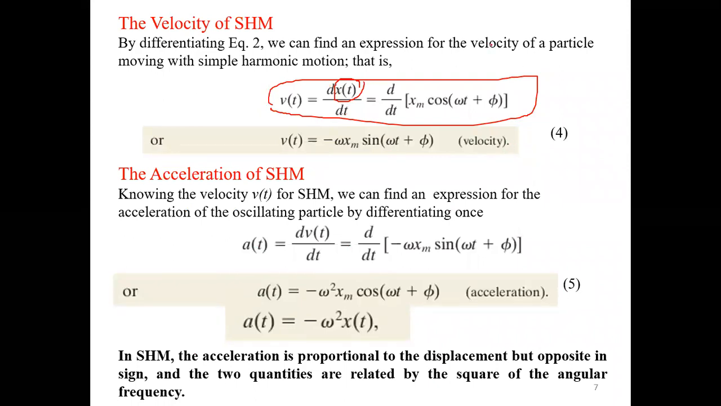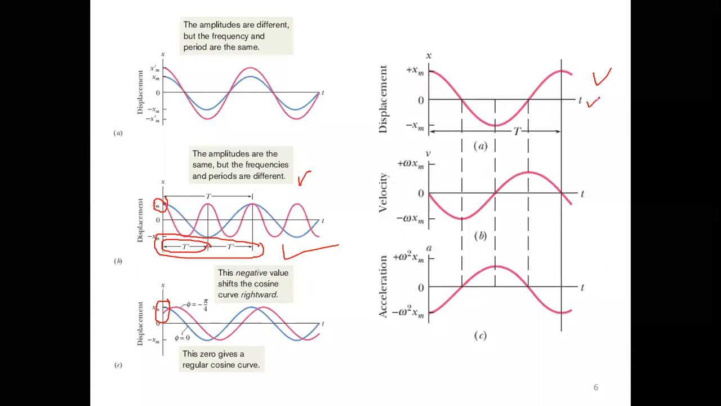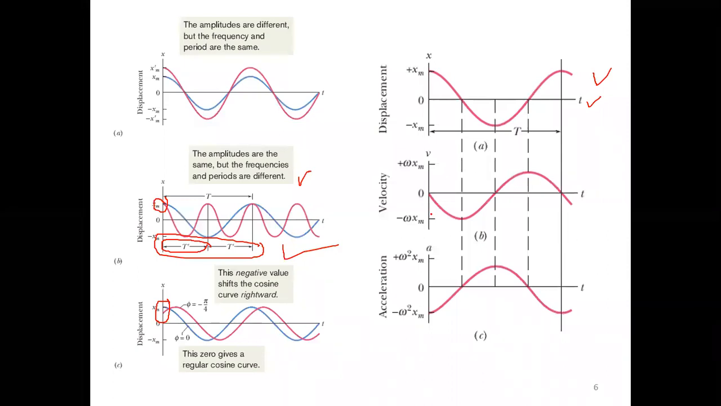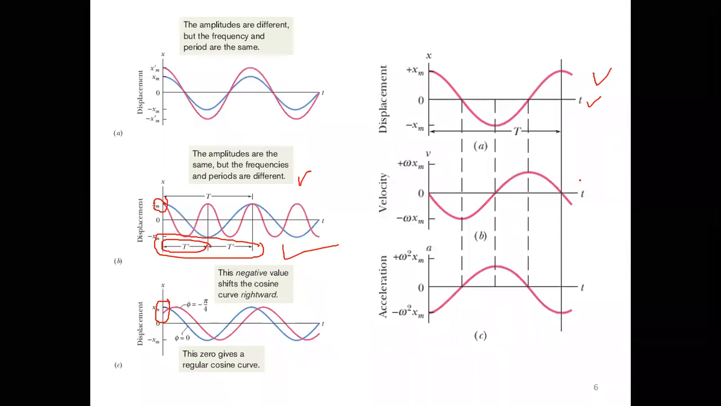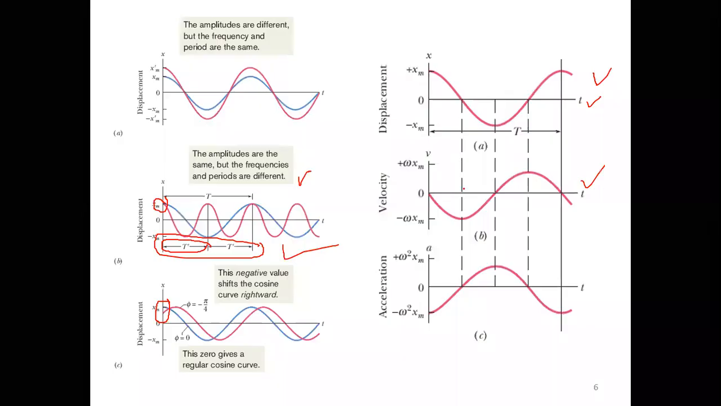So if you plot this equation, this velocity as a function of time, this is the displacement as a function of time. We have already explained this one. When you draw the velocity as a function of time, the curve will be this one. At t equal to 0, the sine term will be 0, so the velocity will be 0, which is shown here. Velocity is 0.